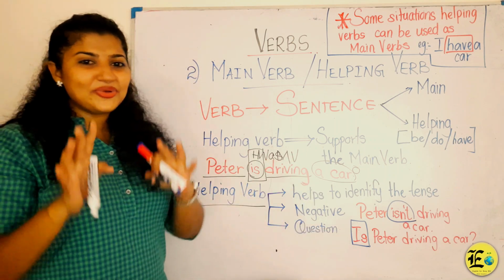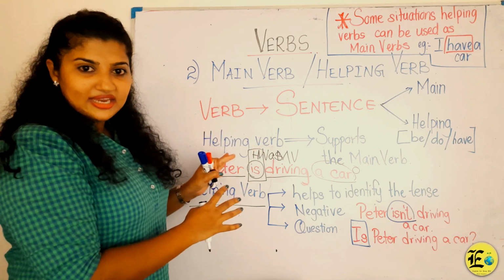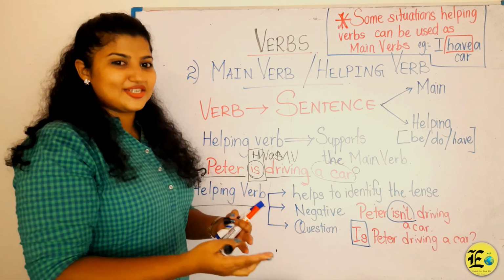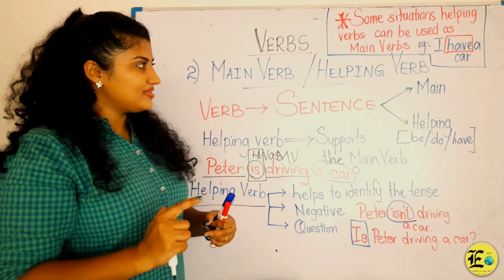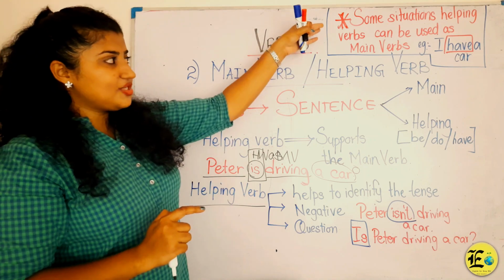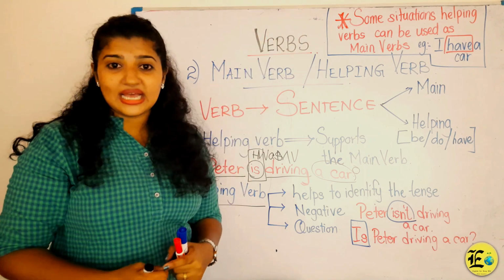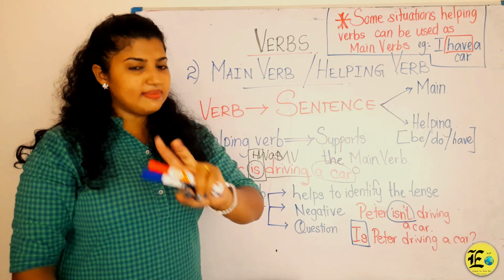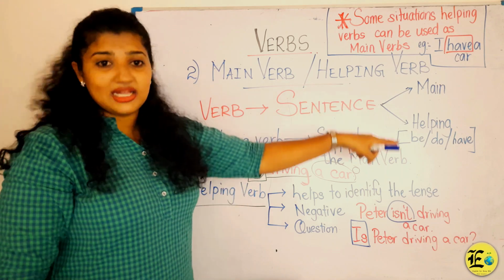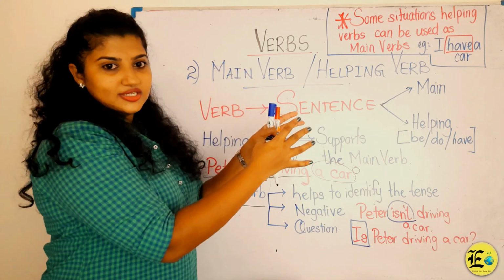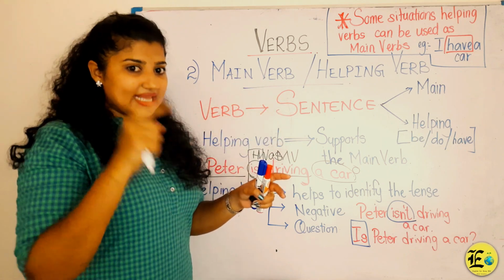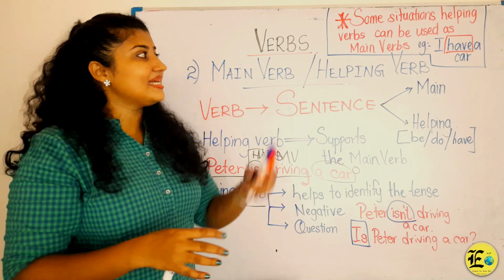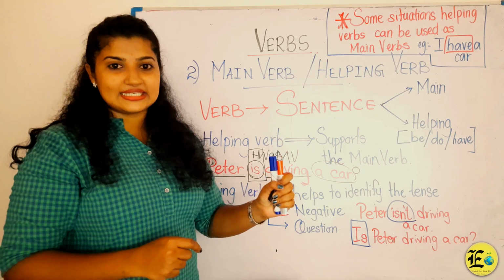Well, now I hope you have a clear idea regarding what a main verb and a helping verb are, and the function of a main verb and also the function of a helping verb. But there is one more important thing that I should remind you. In some situations, helping verbs can be used as main verbs. Now look at this sentence: I have a car. You don't have two verbs there, but you have one verb, which is a helping verb. So at this moment, where you have only one verb and that is a helping verb, remember, the helping verb normally or usually becomes a main verb in these kinds of sentences.